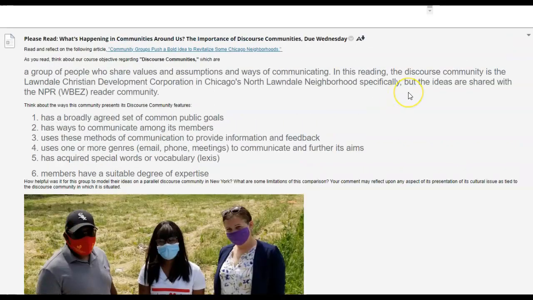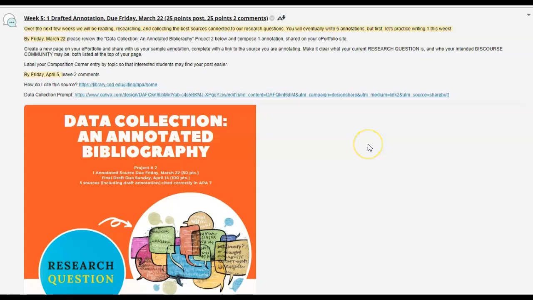Again, the readings in this class are always supposed to in some way parallel what we're doing on our own projects. It's supposed to model for us ways in which we can think about discourse communities working, communicating, and impacting change. Your second major task this week is to think about the sources that you're reading, the sources that you're collecting, and how closely related they are to your research question. Does your research question need to shift or change in any way as a result of what you're reading?